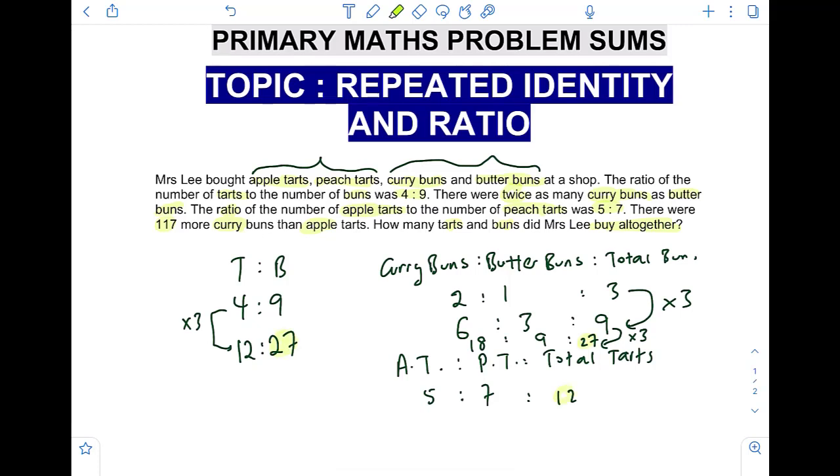Now the total buns is the same. The total tarts is also the same. And we can say for sure that the curry buns is 18 units, butter buns 9 units, to sum up to a total of 27 units for the buns. Apple tarts 5 units, and peach tarts 7 units, total tarts 12 units.